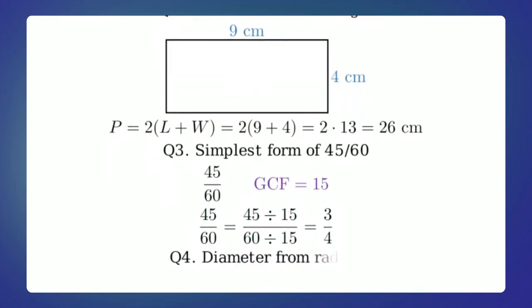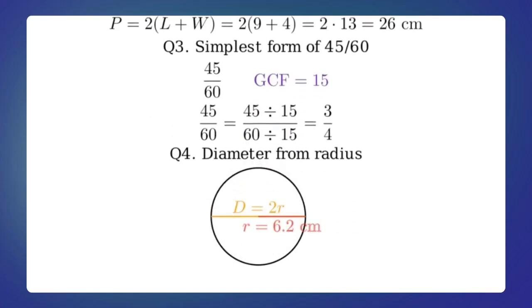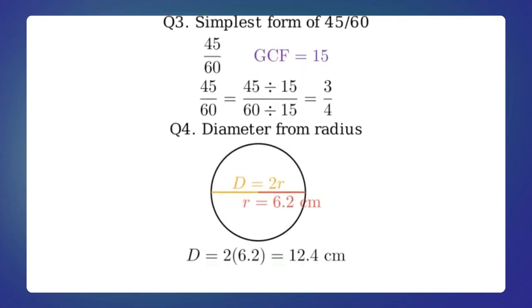Extended response. Question 4. If the radius of a circle is 6.2 centimeters, find the diameter. Diameter equals 2 times the radius. So diameter equals 2 times 6.2, which is 12.4 centimeters.